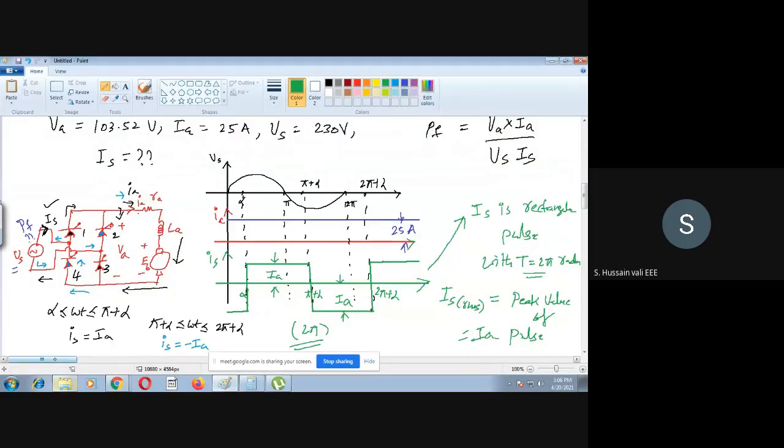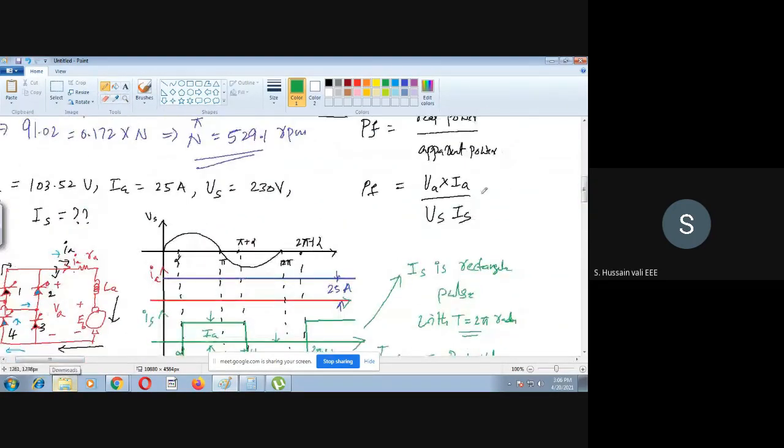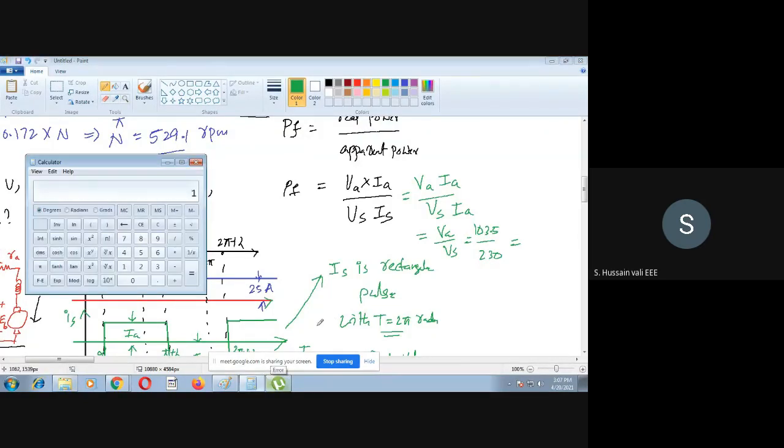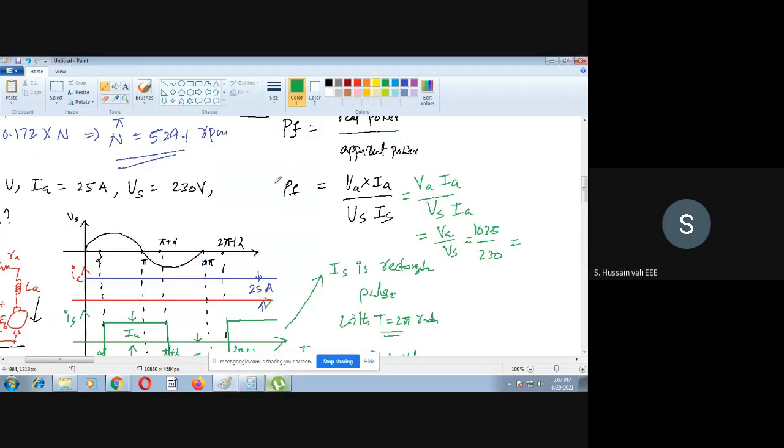So we'll go to this power factor equation. VA into IA by VS into IS, and IS value is also IA because the peak value of the pulse is IA. So IA will get cancelled. So it is equal to VA by VS. What is VA here? 103.5 divided by VS, which is 230 volts. Then what is the answer if I do this? So 0.45 lagging power factor. That's it. So this is the supply power factor. We got the first question already.